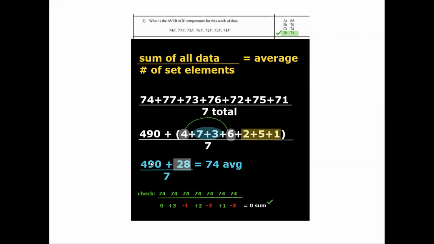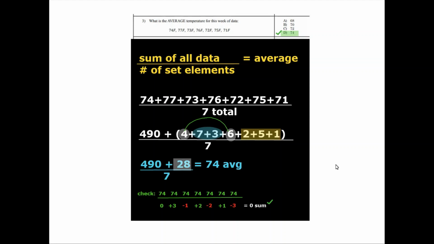As another shortcut, since it's 7 days of data, 490 divided by 7 is 70, plus 28 divided by 7 is 4, so 74. These are shortcuts which make for very good time savers on the SAT.